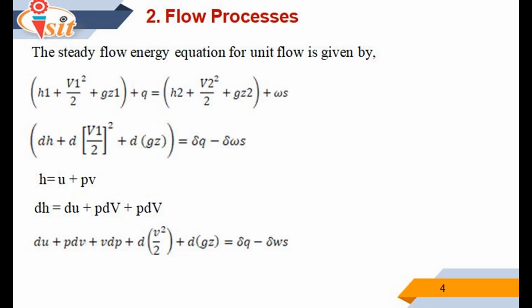Then H is nothing but enthalpy. H is equals to U plus PV, means it is related to the internal energy of the system. Then dH = dU + PdV + VdP. Then dU + PdV + VdP + d(V²/2) + g dZ = δQ - δWs.